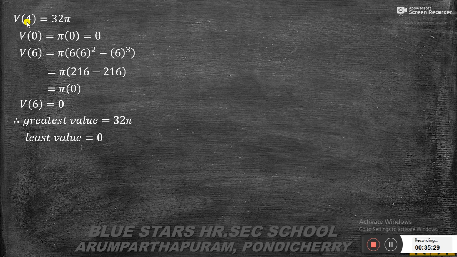Because r equal to 4 gives the maximum, the volume is maximum, so the greatest value is 32 pi. And r equal to 0 gives the minimum volume, so the least value equal to 0. Therefore the greatest value is 32 pi and the least value is 0. This is the answer for this problem, because the question asks about the greatest and the least value.